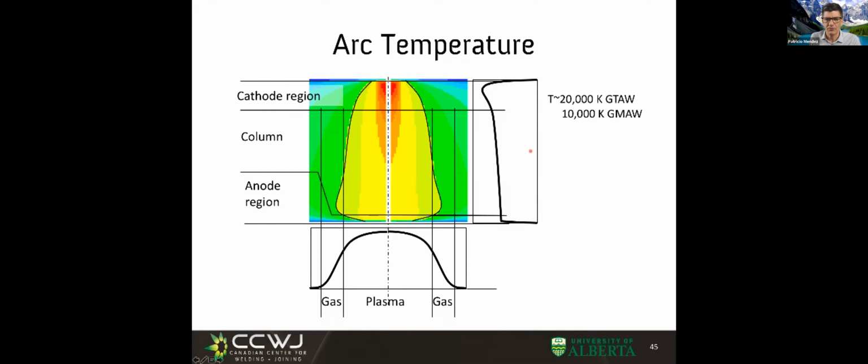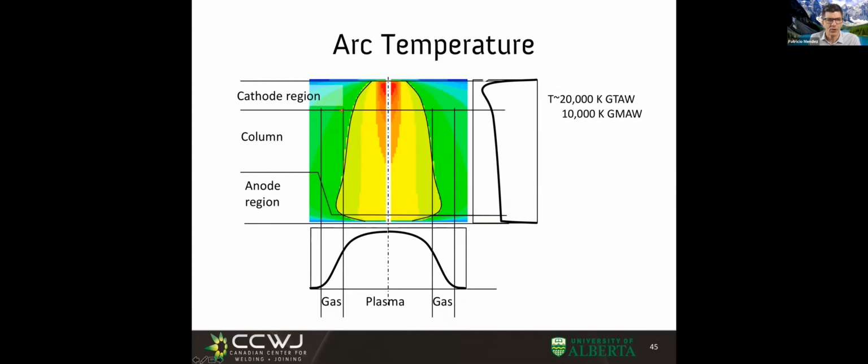This direction I'm indicating here is the axis of the weld, and in this direction, from right to left, is temperature. We have a peak at about 20,000 Kelvin for TIG. I put 10,000 for MIG, but in reality, it's of the order of more about 15,000. We'll discuss this better in another slide. But in TIG, you see this peak, and then it more or less maintains until it reaches the plate, and it cools down very quickly.